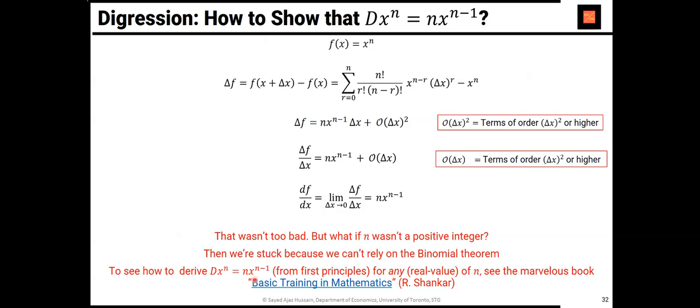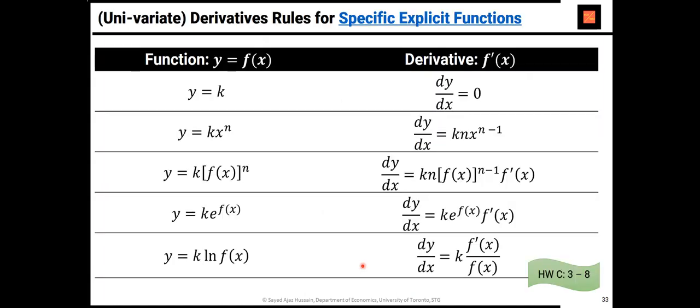Oddly enough, and it's kind of interesting, you get the exact same formula even if n isn't an integer, even if it's a negative number or irrational number and so forth. To see how to do this, I urge you to read this marvelous book, Basic Training in Mathematics. I've learned one thing in grad school: anyone who says basic training in mathematics, or an elementary note on something, it is anything but elementary.